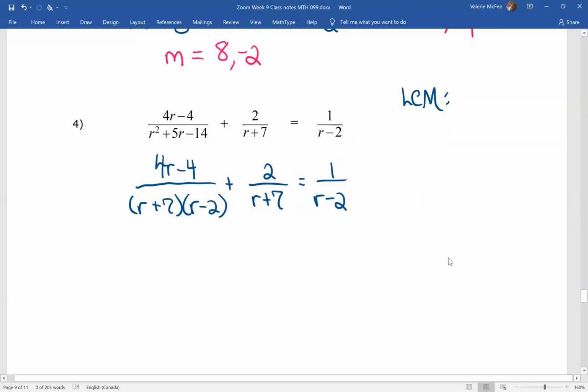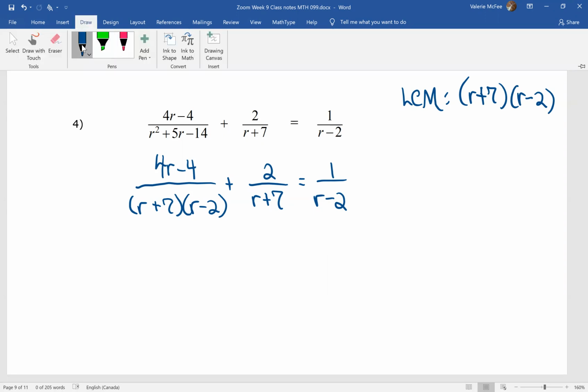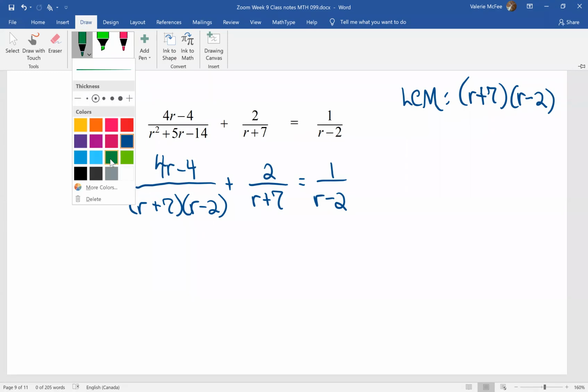The first thing you needed to do for question 4 was find the lowest common multiple of the denominators. To do that, you needed to factor the first denominator. Now we can see that our lowest common multiple is r plus 7 times r minus 2. Remember that we want to multiply both sides of the equation by the lowest common multiple.